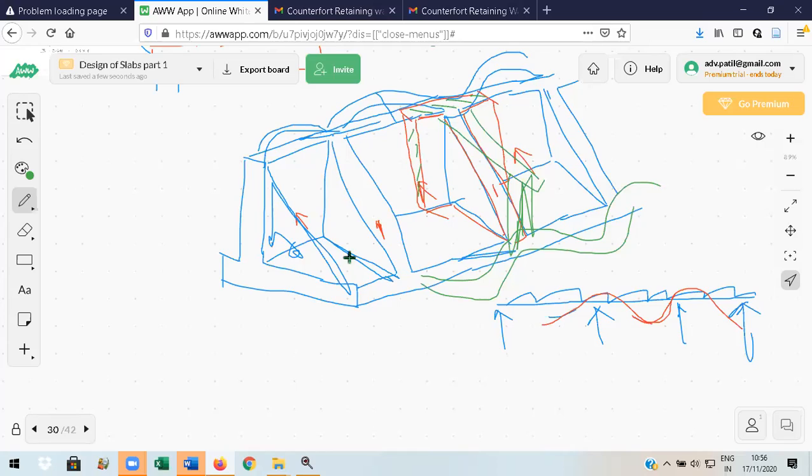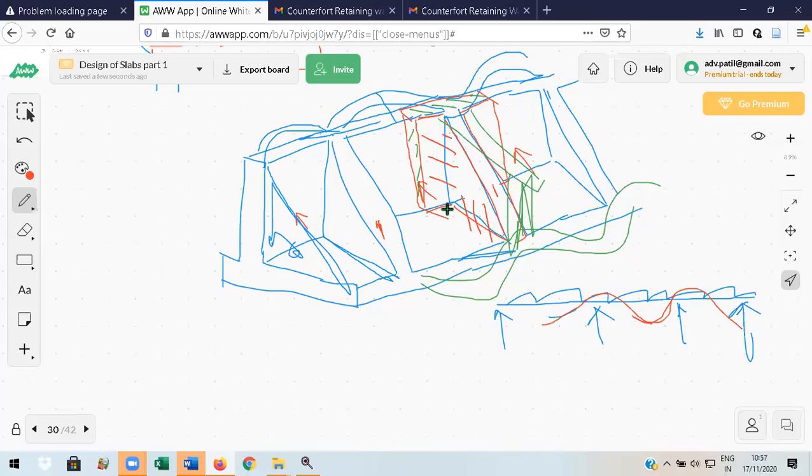Now the problem is, it means you are going to design the stem and heel considering both as continuous slabs supported on counterforts. Now observe here how the steel should be there in the counterfort in order to achieve this. So the steel from the counterfort should go inside like this. Okay, then only it acts as a support for the stem as well as the heel slab.